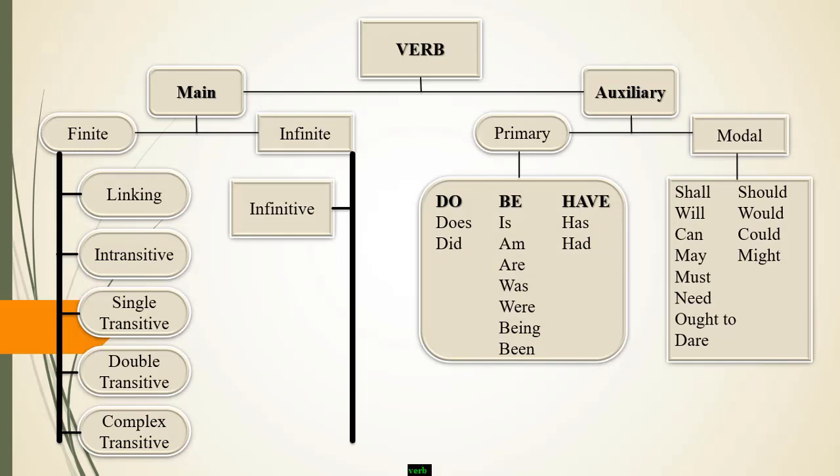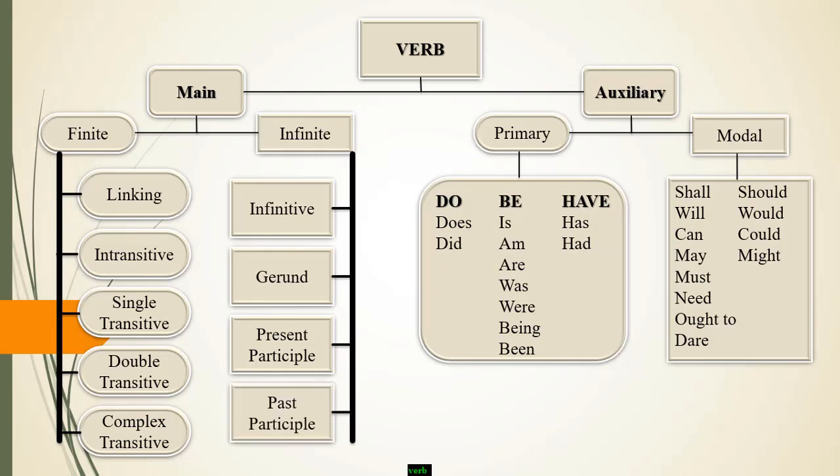First of all, we have infinitive. Number 2, gerund. Number 3, present participle. Number 4, past participle. This was the flow chart of English verb.